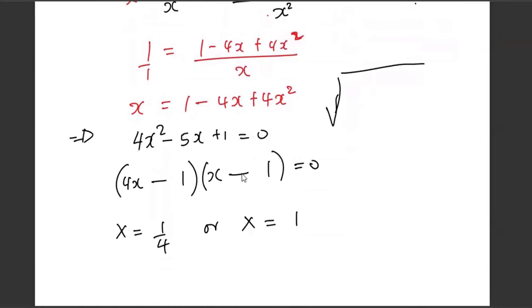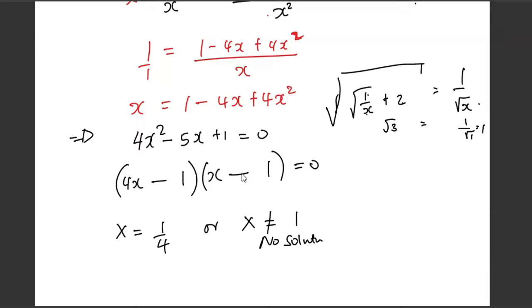So if this is our equation, we say the square root of 1 over x plus 2 is 1 over the square root of x. So let's see if we try with a 1. We know that 1 over 1 is 1. Square root of 1 is 1. 1 plus 2 is 3. And then we're going to end up with a square root of 3. On this other side, we're going to have 1 over the square root of 1, which is 1. So that doesn't make sense. So this one is not a solution.